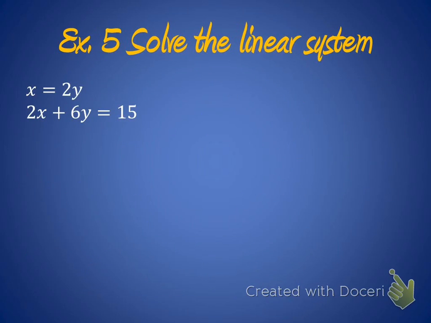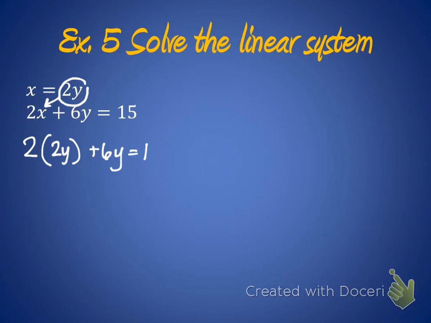Okay, example 5. Look at what they've done for us here. We're just doing more of the same thing. But take a look. It's already x equals 2y. Hallelujah. I don't have to do so much work. So I already know that x is equal to 2y. So what am I going to do with that 2y? Plug it into the other equation for what letter? x, because it's x equals. So I'm going to do 2 times what? 2y plus 6y equals 15.